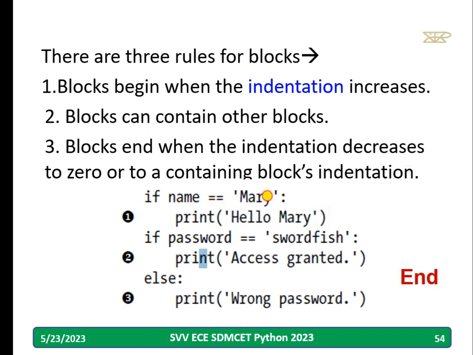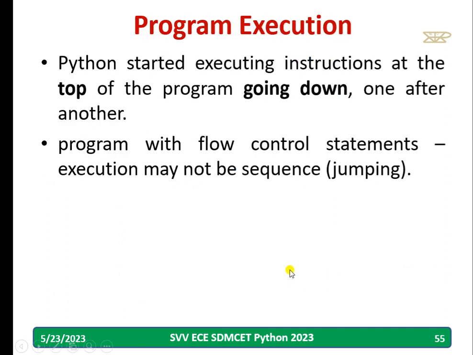If name equal to Mary, it will execute this, hello Mary. If password equal to swordfish, it will say access granted, else it will print the password is wrong. Python starts the execution from top towards the bottom, and the flow control can change the flow of the program.